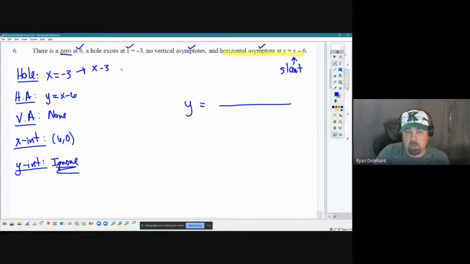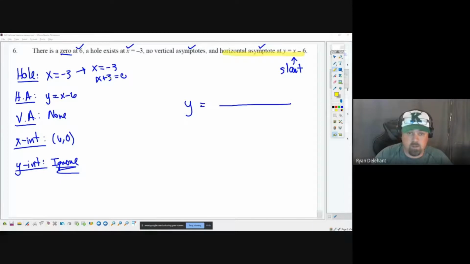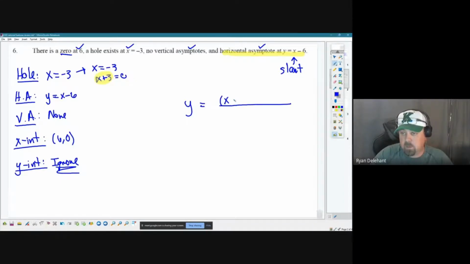So this is x minus 3, I'm sorry, x equals -3. So this is x plus 3 equals 0. So this is the factor that was on the top and the bottom of this fraction. So it's x plus 3 right here, and x plus 3 right here. So we're good with that. Horizontal asymptote is something we need to check at the end, so we'll come back.